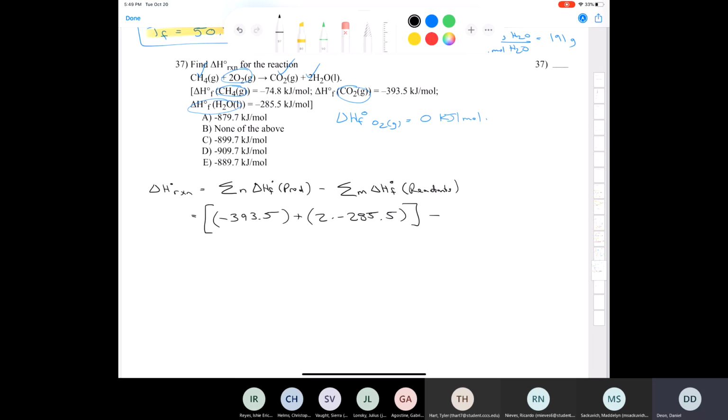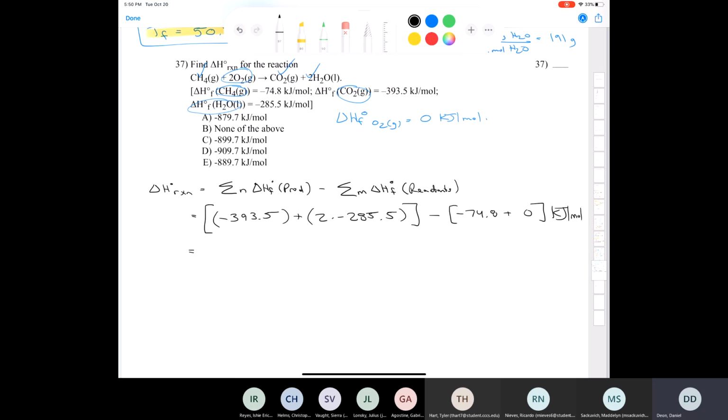But anyhow, for my reactants, I have my methane. I only have 1 mole of that, so negative 74.8. And then plus 0, because the heat of formation for oxygen is 0. So I do all that. And then outside of all this, I'll just put kilojoules per mole as my units. And so let me tally all this up.